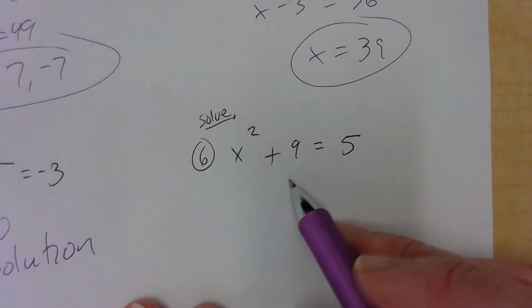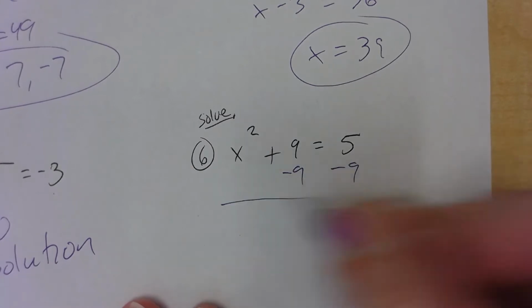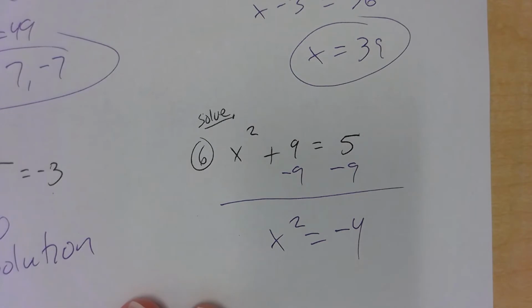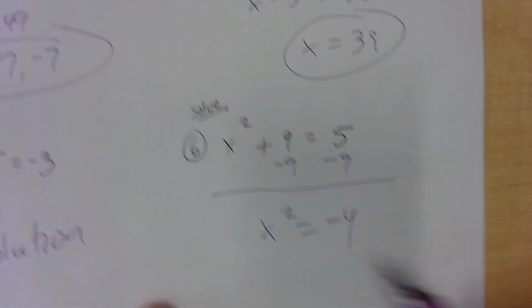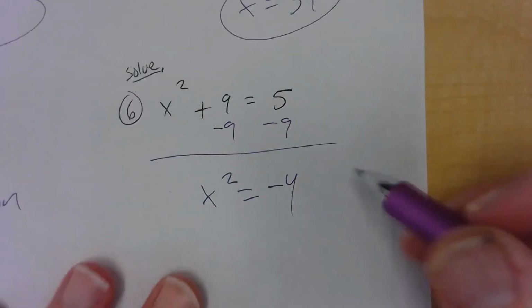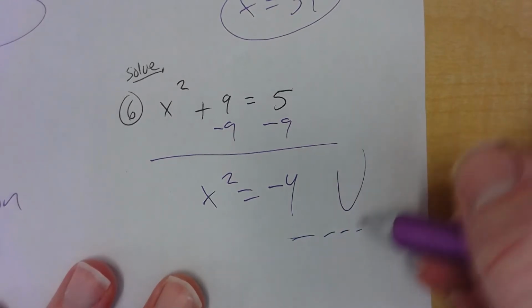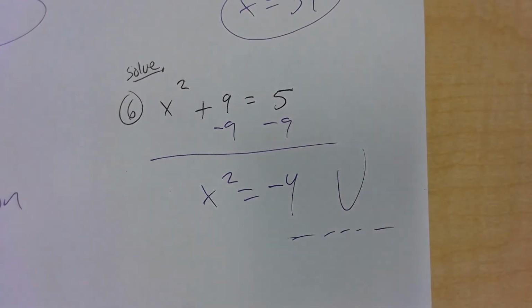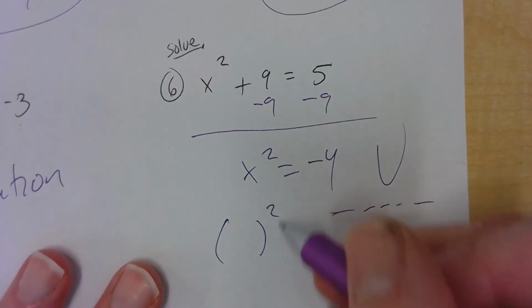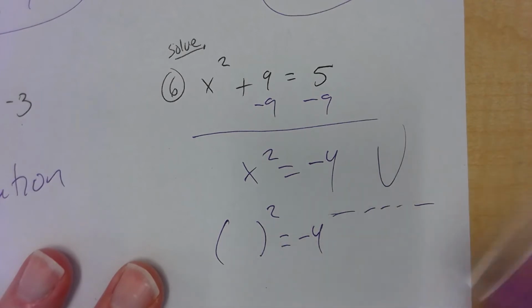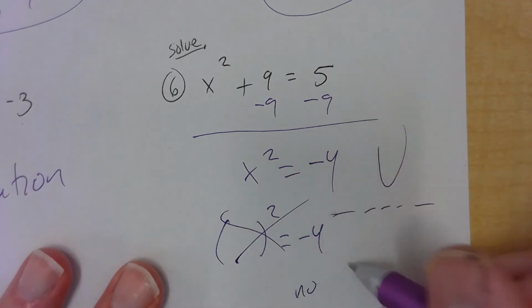Same thing over here. When I subtract the 9 over, I get x squared is equal to negative 4. You might think you can take the square root of each side, but this is saying when is the parabola negative 4? So there's your parabola. Negative 4 is down here, so the parabola never touches negative 4. Plus common sense says if you try and square something, how are you going to get negative out of it? If I put a 2 in there, it would be 4. If I put negative 2 in there, it would still be 4. So this one also has no solution.